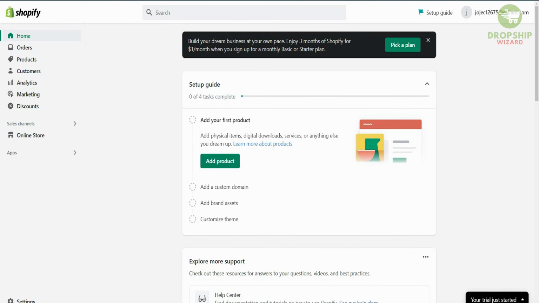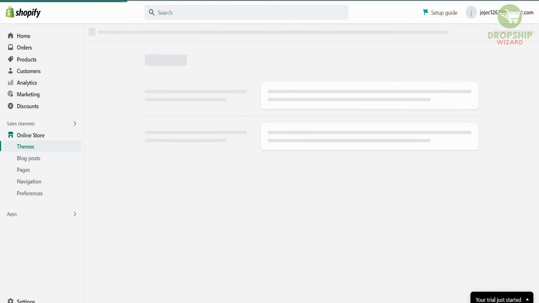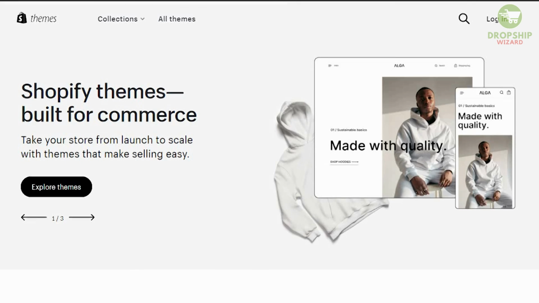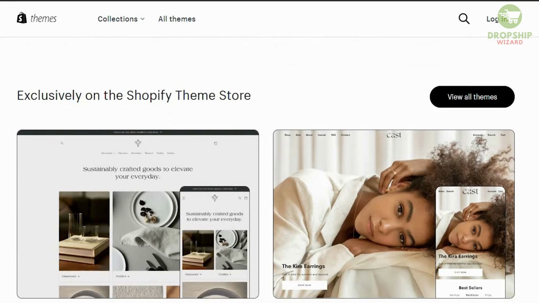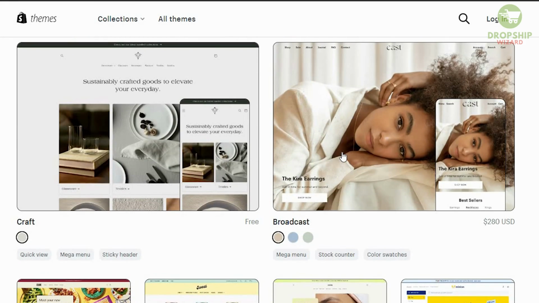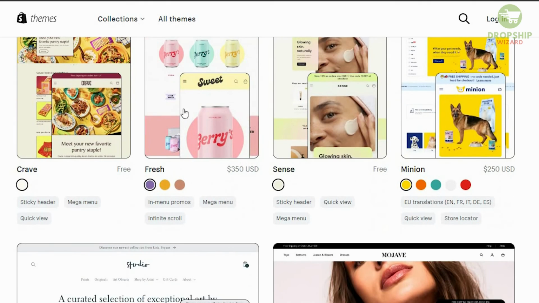Now, this is what your dashboard is going to look like, guys. On the left-hand side, you're going to have your home, your orders, your products, your customers, your analytics, which is crucial for you to understand your marketing and your online store. Now, obviously, the thing that you have to consider is what your online store is going to look like. There's a lot of themes that are available that you can easily use on Shopify. And based on those themes, you can select and make amazing landing pages.